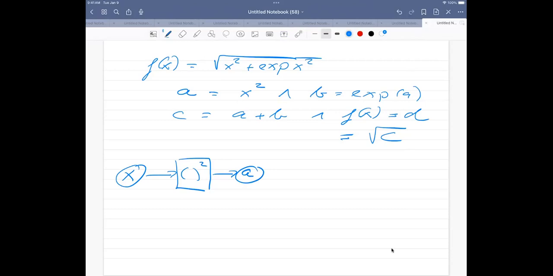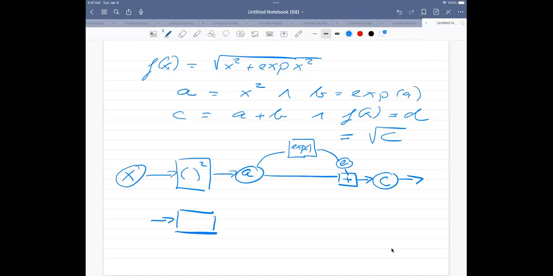Now A is then exponentiated. So that means that I'm having a new box here. So I have exp takes A, and that produces B. Now, these 2 guys meet here in a new operation, which is just an addition, and that produces C. Then this is now fed into a new box, which is the square root, which then produces D, which is the same as F.